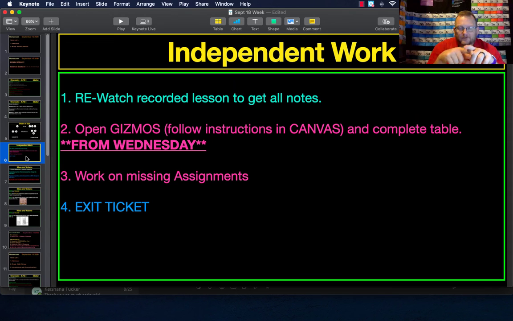After you get the Gizmo submitted, and the submission information is in weekly assignments, you can work on any missing assignments that you have. I will be on Microsoft Teams, so if you need help, you can come talk to me, and I will tell you, okay, this is what I want you to work on, then this is what I want you to work on, etc.